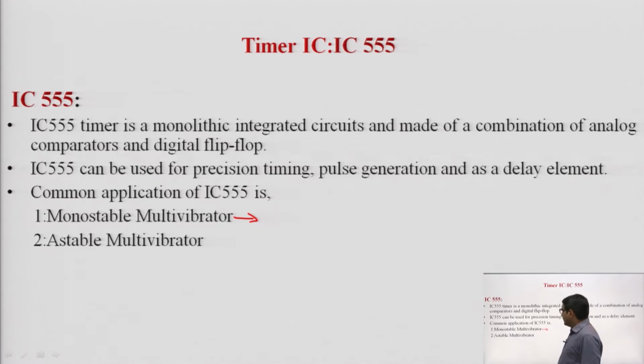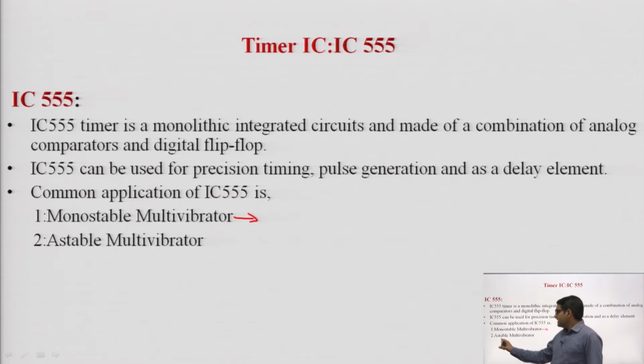Mono means single stable, and a multivibrator is an electronic circuit whose output can vibrate between two levels, that is the low level and high level. There are basically three types: bistable, monostable and astable. Here we discuss only the monostable and astable. Mono means one stable state, and when we give a trigger to the input of the device, for example the IC 555 timer, it goes to a quasi-stable state, and again it goes back to the stable state.